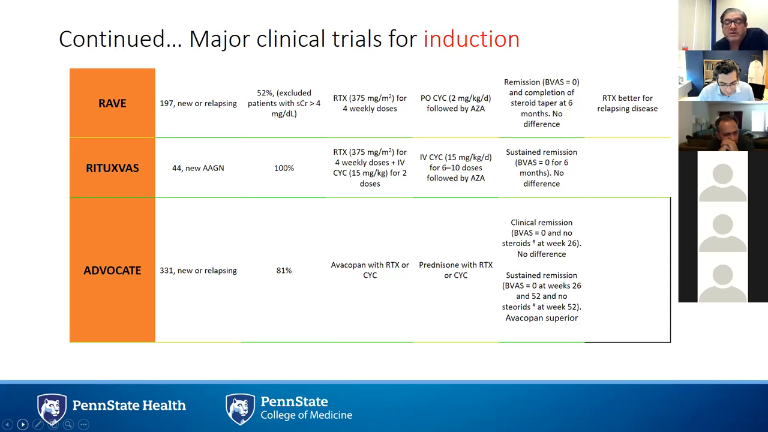And thirdly, ADVOCATE, this is the up and coming form of therapy for ANCA-associated vasculitis. Again, you look at the arms and you're taking Avacopan instead of prednisone, so you're trying to get rid of prednisone here. Also, there are a couple of very recent articles looking at C3 levels in ANCA-associated vasculitis. In the subgroup of patients who have low C3, they are probably the most likely to have a salutary response to Avacopan.